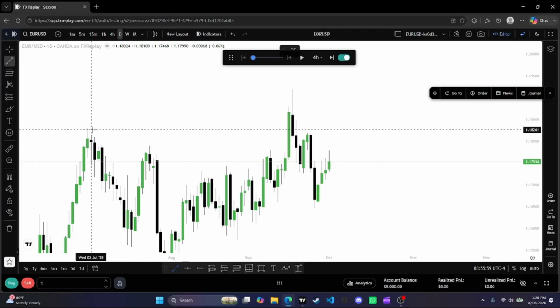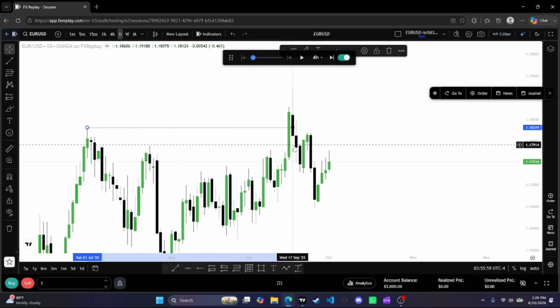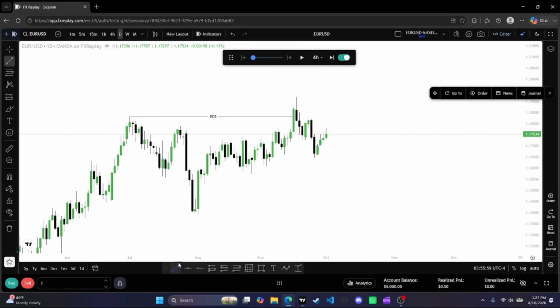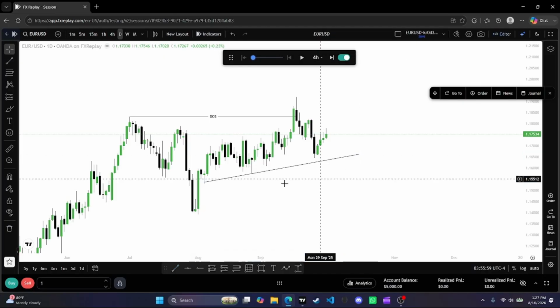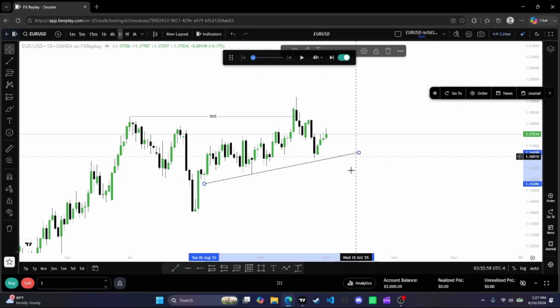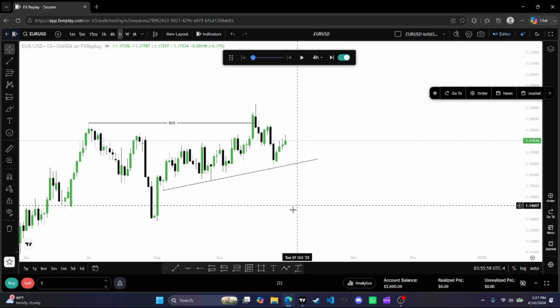So we have this breakout structure. So we are pretty much bullish. Breakout structure. We have this trend line liquidity. Okay. And we have this order block.